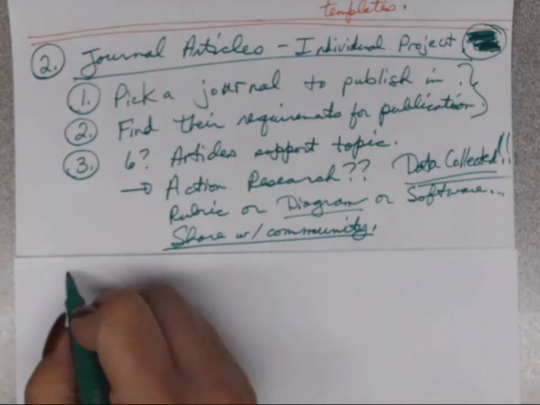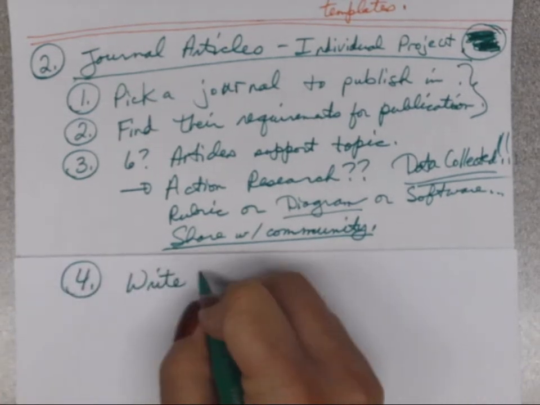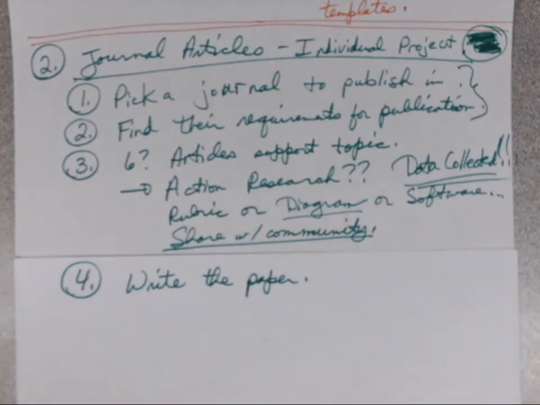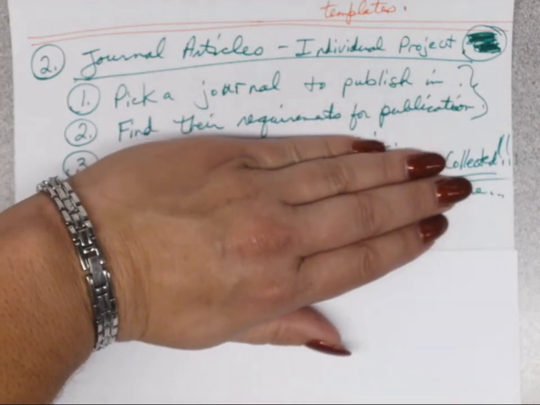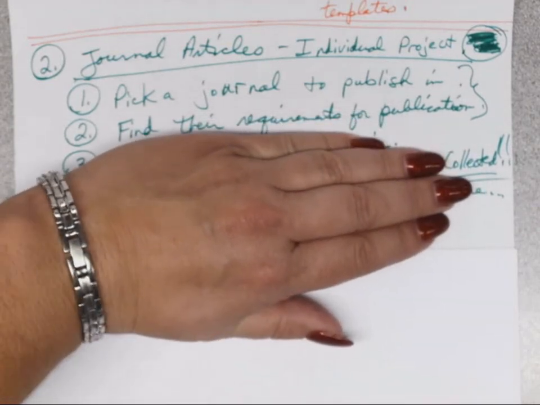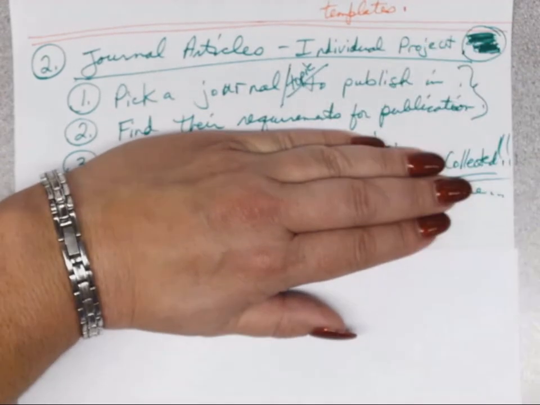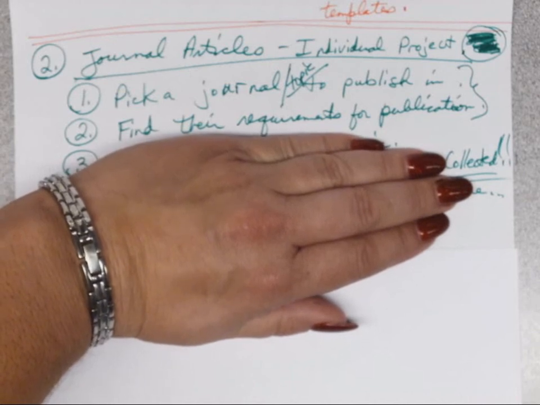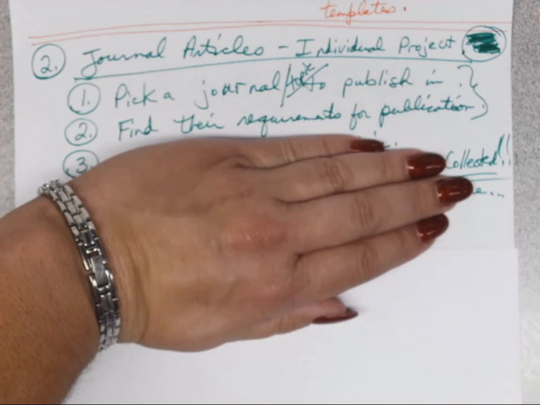And then the 4th step is that you write the paper. Okay, don't worry about the 4th step yet. We're not there. Don't stress out about it. All you need to be worried about right now is steps 1 and 2. Pick a journal, I guess I should say, and a topic. Pick a journal and a topic to publish, and then find the requirements from that journal for publication, and you're going to share that information with me, right?